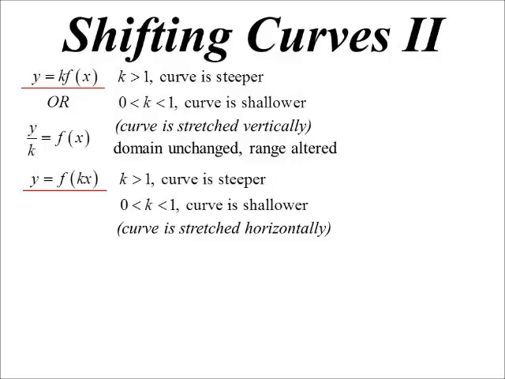Some people prefer to think of it as x over k rather than k times x. So that way it's sort of consistent with the y one. And if you do think of it that way, then obviously this will reverse. It'll be k is greater than 1 and it's shallower.